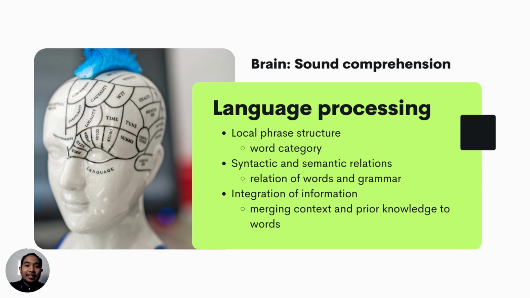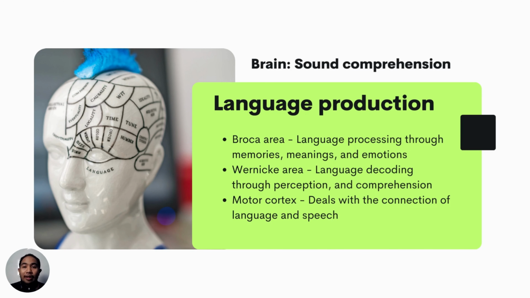And the last one is integration of information, which deals with the merging of semantic and syntactic information. And it sometimes requires context or prior knowledge or word knowledge to resolve ambiguities that we receive from what we have heard or maybe from what we have read. So we can also explore the parts of the brain where it produces and comprehends language.